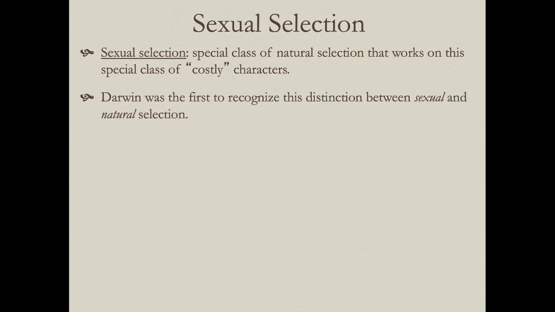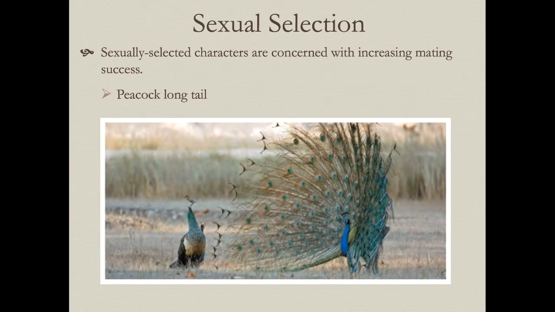Well, this was actually a challenge to Charles Darwin when he was writing his book on the origin of species. He thought he had a pretty good idea of how natural selection worked until he started looking at these costly traits seen in some species, particularly in the males of these species. And so he came up with a second type of selection that's different from natural selection called sexual selection that does attempt to explain these costly characters. And really what it boils down to is these sexually selected characters are not really concerned with greater survivorship in that aspect of fitness. They're all about increasing mating success.